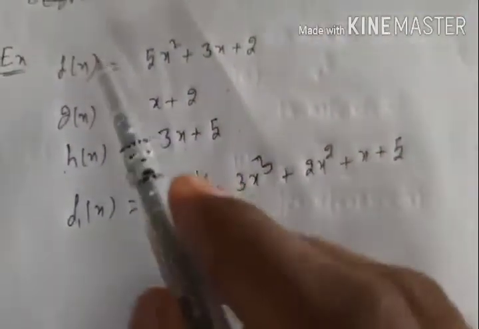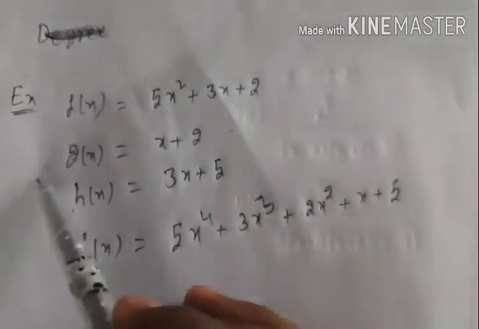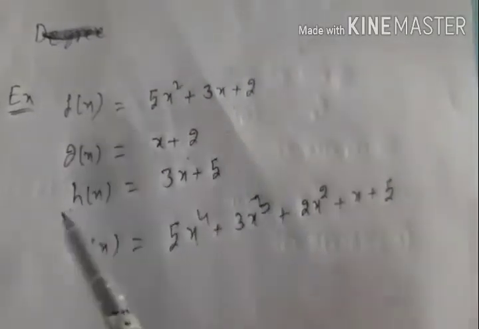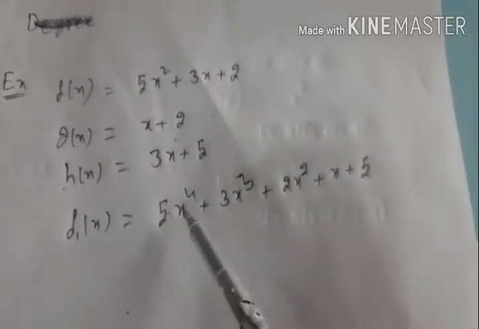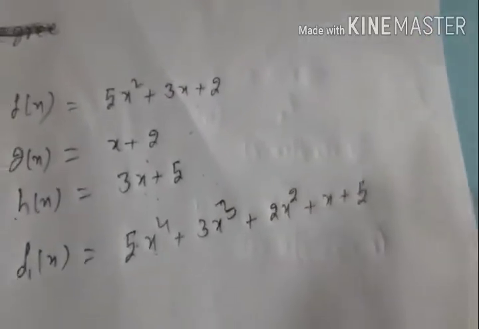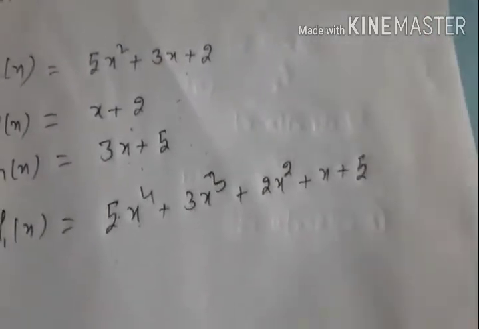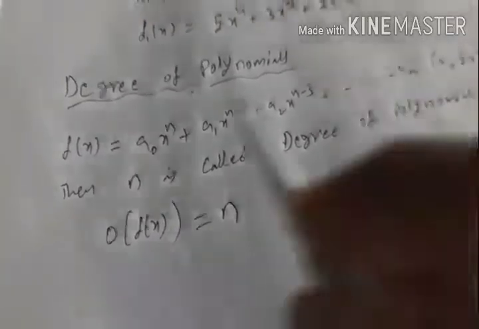Examples of polynomials: f of x is equal to 5x square plus 3x plus 2, g of x is equal to x plus 2, h of x is equal to 3x plus 5, and f1 of x is equal to 5x power 4 plus 3x cube plus 2x square plus x plus 5 are examples of polynomials. Next we discuss the degree of the polynomial.